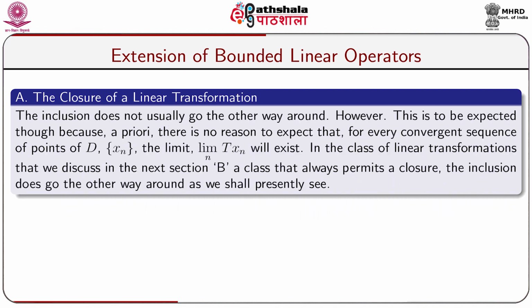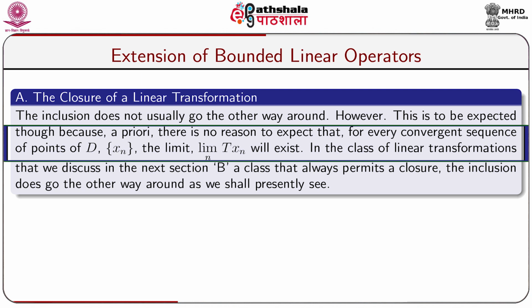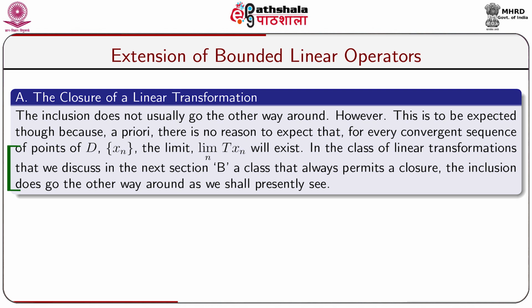The inclusion does not usually go the other way around. This is to be expected, though, because there is no reason to expect that for every convergent sequence of points xn of capital D, the limit of Txn will exist. In the class of linear transformations that we discuss in the next section, a class that always admits a closure, the inclusion does go the other way around, as we shall see presently.